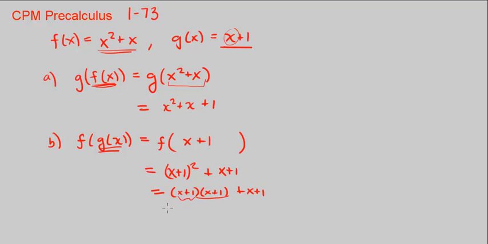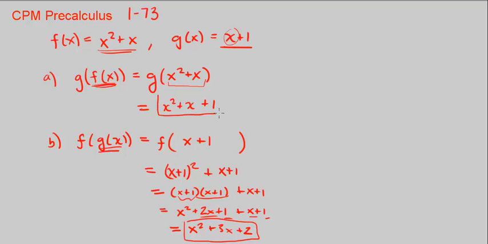We can multiply and distribute x plus 1 times x plus 1. You can use the box method or FOIL or any method you prefer. That's equal to x squared plus 2x plus 1. And we still have plus x plus 1 over here. Then combine like terms. So x squared plus 3x plus 2, right? 1 plus 1 is 2. So this is f of g of x. Let me box my answers for A and B.